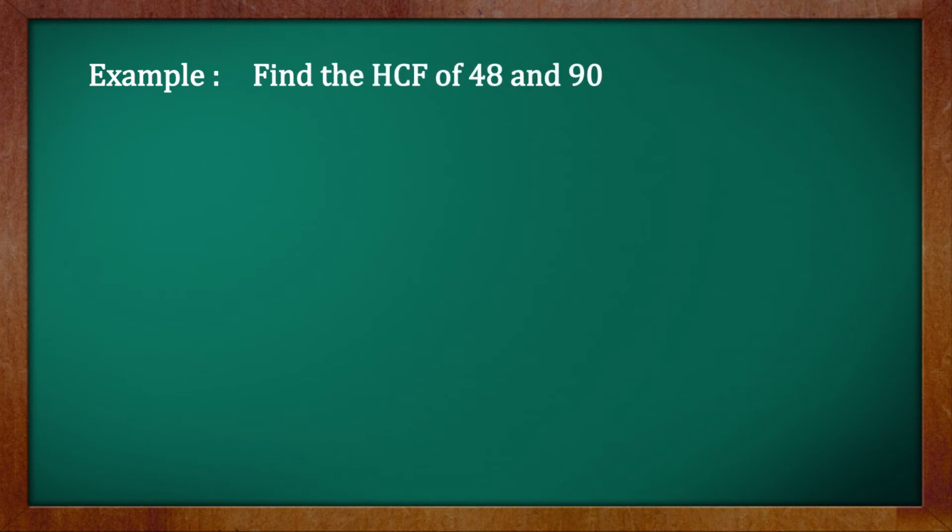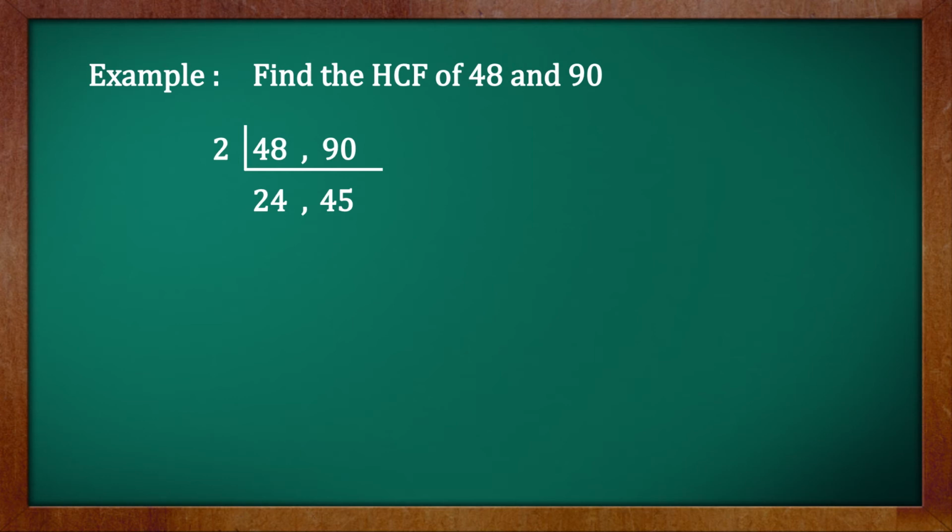To use the common division method, we will divide 48 and 90 by the common factors beginning with the smallest factor. Since both 48 and 90 are even numbers, the common factor is 2. 48 divided by 2 is 24 and 90 divided by 2 is 45. Since 45 is an odd number, 2 is not a common factor of 24 and 45.